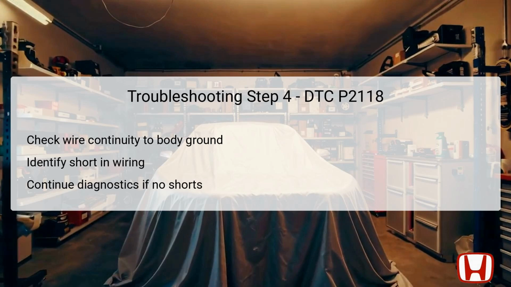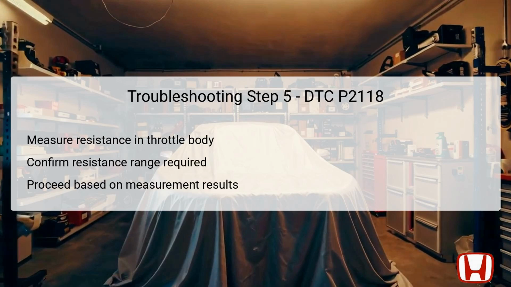ground. The purpose here is to see if a short exists between these lines, which can cause abnormal behavior in the throttle actuator. If continuity is confirmed, this indicates there is indeed a short within the circuit, prompting you to effect repairs on the involved wiring. If no continuity is found, this suggests that the MTR1 and MTR2 wires are not shorted, allowing you to progress to the next diagnostic steps.